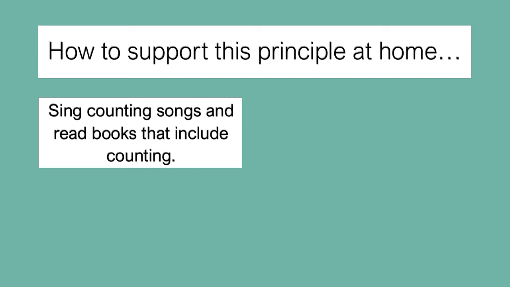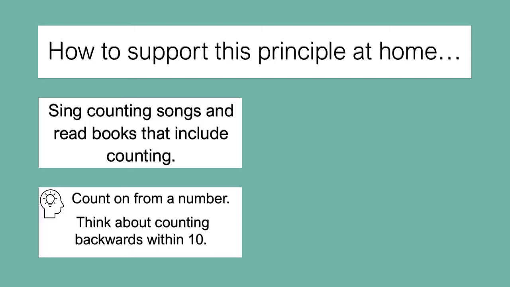If you think your child is confident with this principle already, have a go at counting on from a number. So instead of getting them to count on from 0 each time, you might say, can you count on from 4? And your child would say 4, 5, 6, 7, 8, 9, 10. So they're really demonstrating that they've got a great grasp of this stable order principle.